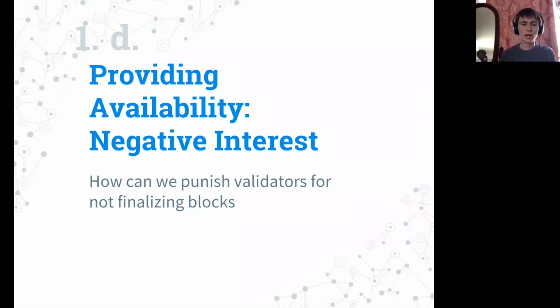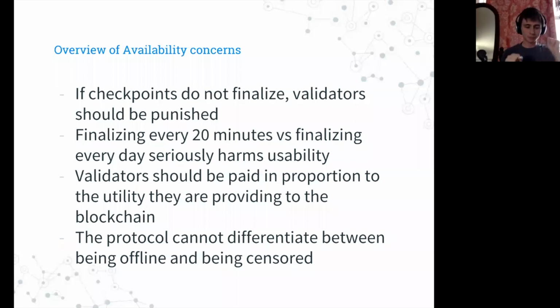Cool. So now providing availability. We have this negative interest rate. This is the question about how do we make sure that validators keep validating? Why don't they just sit around? By the way, a bit of a side note, there is this, well, I'll get to it later. Actually, never mind. So, overview of availability concerns.